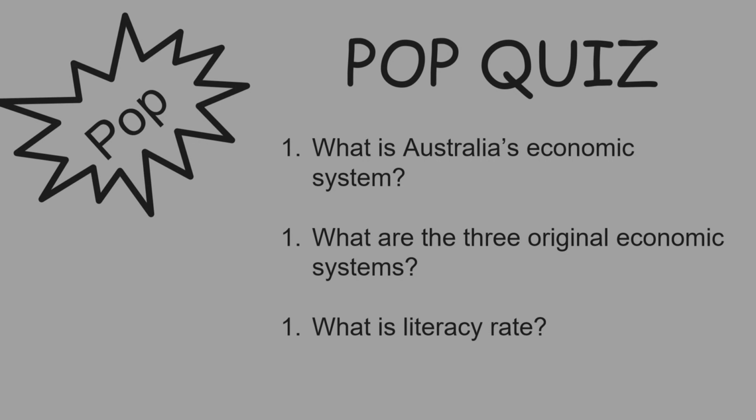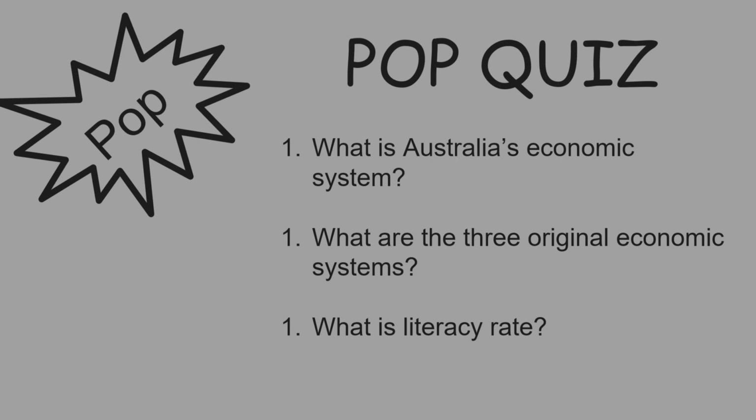So another pop quiz. You know how this goes. I'll read the question. I'll give you 5 seconds, and then you'll answer the question. So number 1, what is Australia's economic system? 5, 4, 3, 2, 1. If you said a mixed economy, closer to the market side, you got it right.